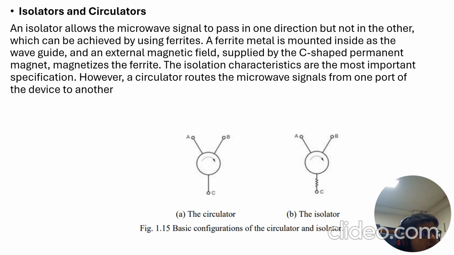Another one is isolators and circulators. An isolator allows the microwave signal to pass in one direction but not in the other, which can be achieved by using ferrites. The ferrite is mounted inside the waveguide and the external magnet is fixed by placing a C-shaped permanent magnet touching the ferrite. The isolation characteristics are the most important specification. However, a circulator routes the microwave signal from one port of the device to another. You can see the figure. The first one is the circulator and the second one is the isolator. The basic configuration of the circulator and isolator.